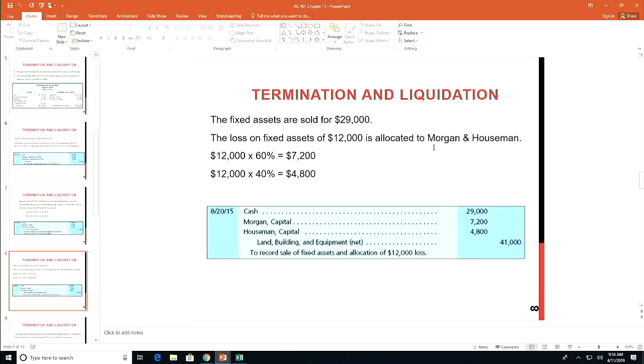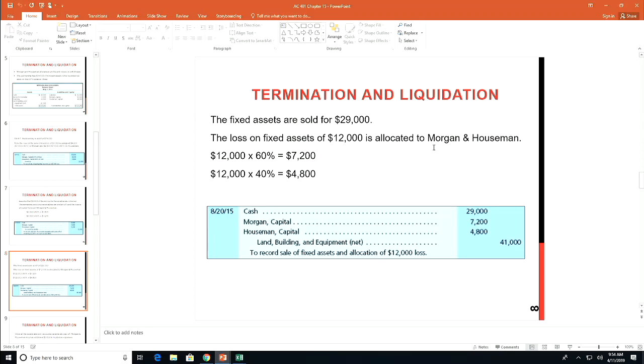Look at this slide. We sold it for 29,000. The book value was 41. You sold it for 29. Are you making a gain or a loss? It was 41,000. Yeah, you are selling it at a lower price. You are making a loss, $12,000 loss. Again, we will debit the loss using the capital accounts.